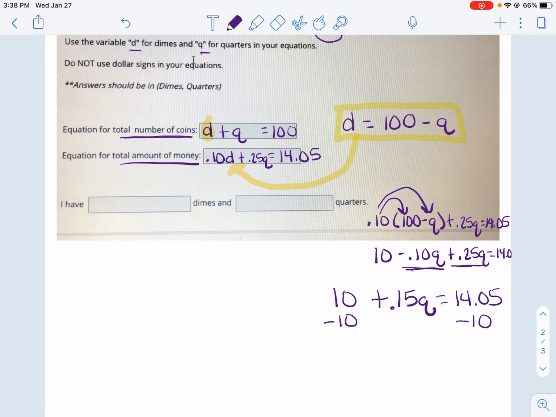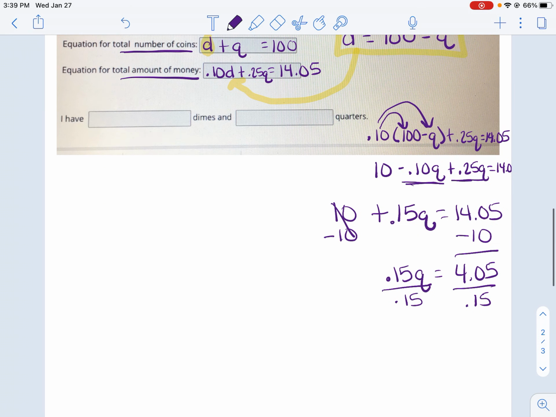Well, if I have $14.05 minus $10, I only have $4.05. And on this side, I have 0.15 Q. I divide by 0.15, 0.15, and of course you can use your calculator for that. 4.05 divided by 0.15 gives me 27. So I have 27 quarters.